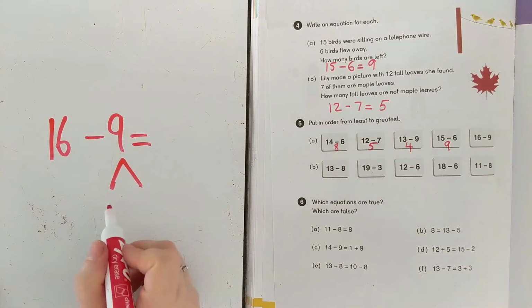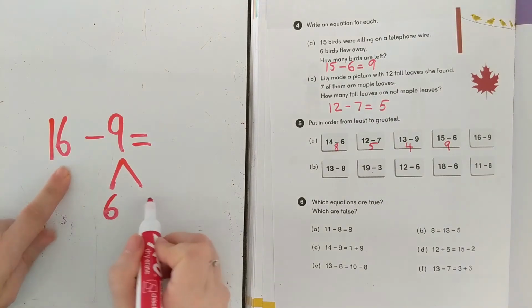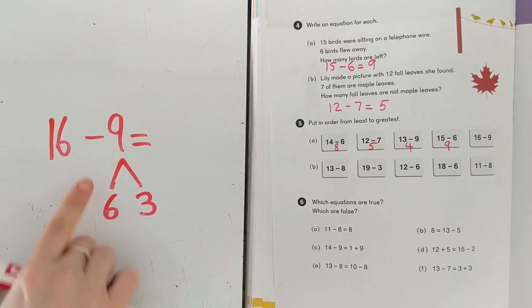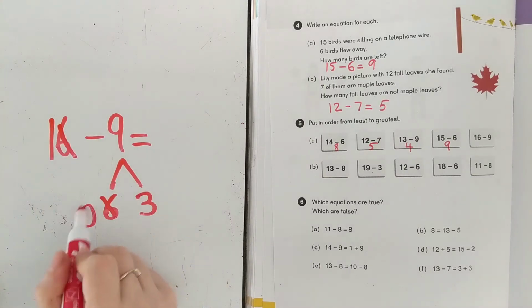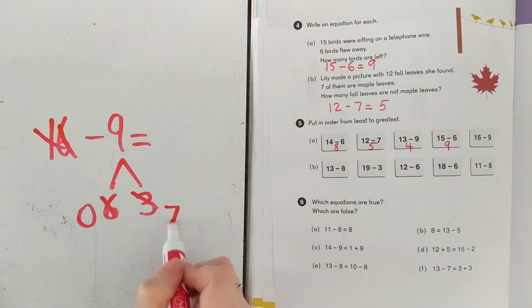Inside of the 9, there is a 6 and a 3. 6 plus 3 is 9. Now we can subtract. 6 minus 6 is 0. 10 minus 3 is 7.